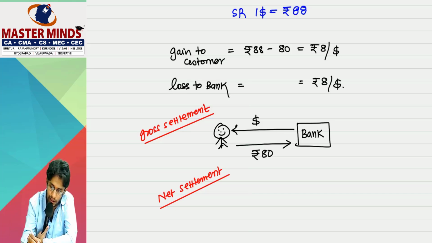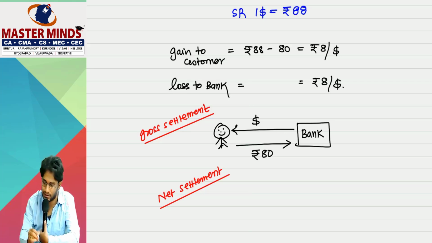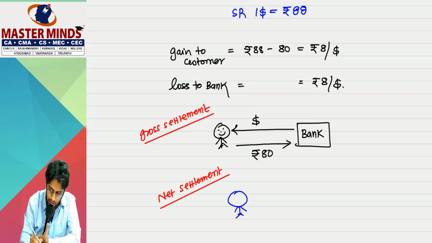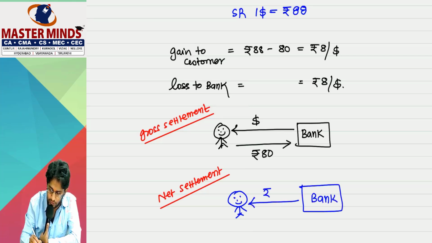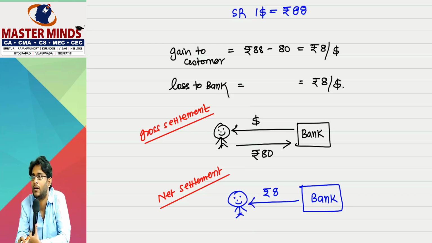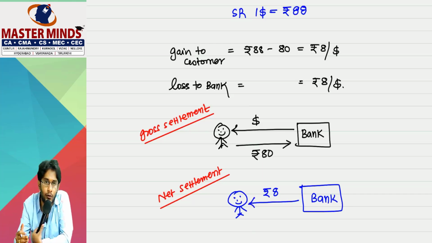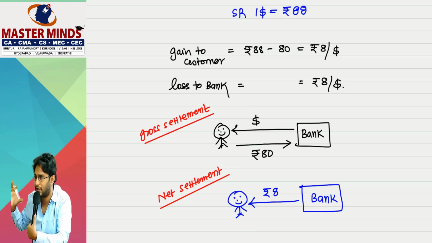So in this case, what will happen is, this dollar is the drama, sir. The bank will nicely pay and the customer will receive 8 rupees. Whether you do gross settlement or net settlement, anyway, the customer is gaining, the banker is losing. Our points are not going to change. The amount of gain and the amount of loss also are not going to change. It's just a matter of settlement.